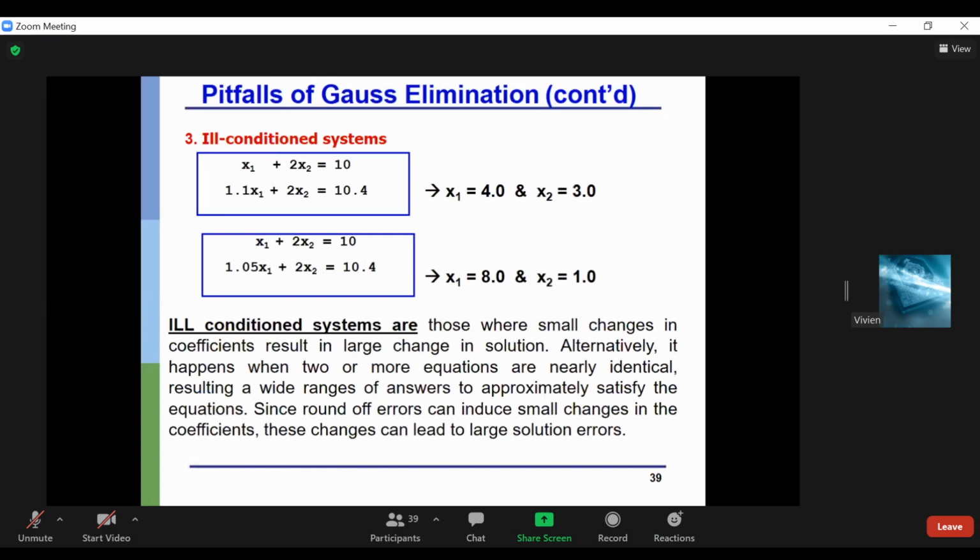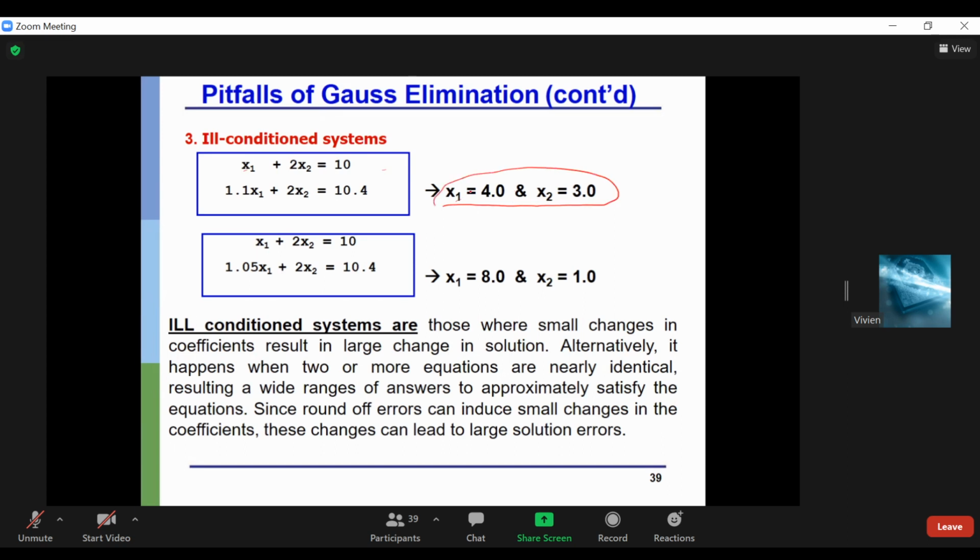And also if we have an ill-conditioned system. Such as, for example, this one: say we have a first system, which is x1 plus 2x2 equals 10. And then the second equation is 1.1 x1 plus 2x2 equals 10.4. When we solve this system, the solution for x1 and x2 is 4 and 3.